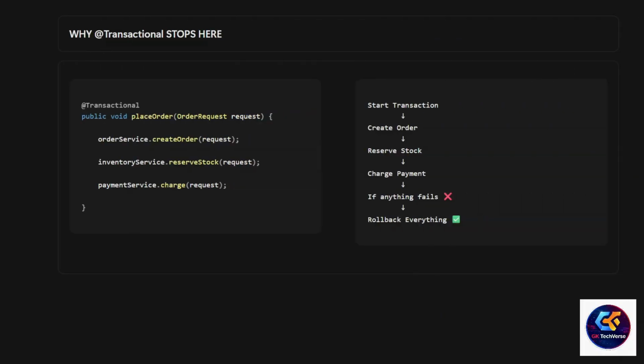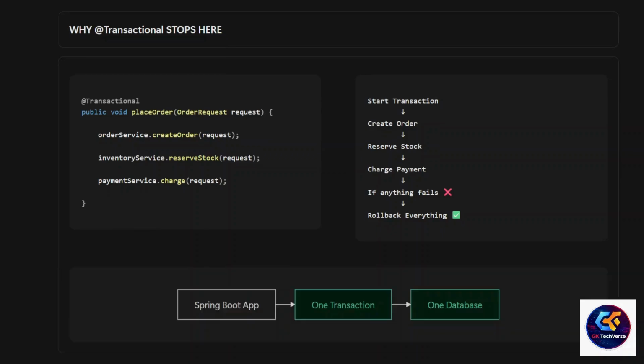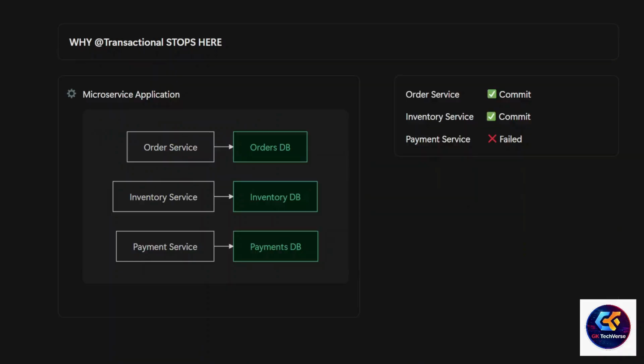Looking at the previous example, the solution looks obvious. Just put everything inside one transaction, something like this. Most developers expect this flow that works perfectly when everything is inside one Spring Boot application and one database. Now let's look at our microservice application. Notice something important. Every service owns its own database.